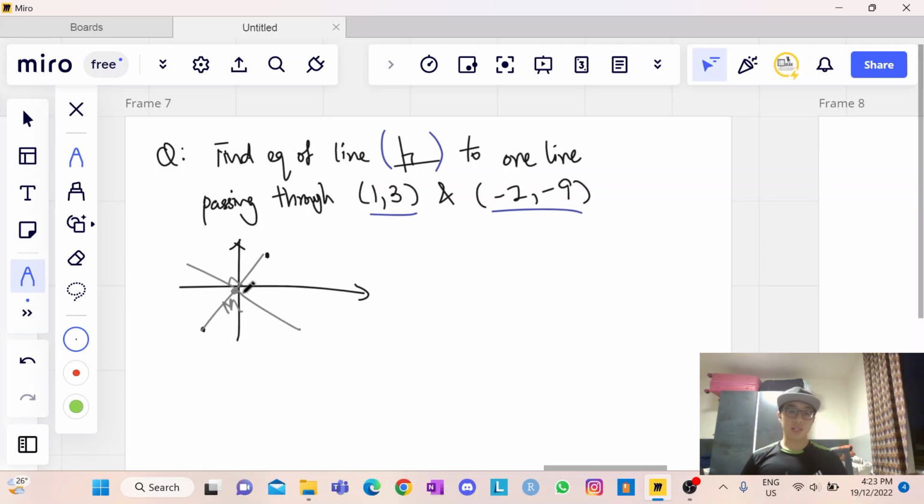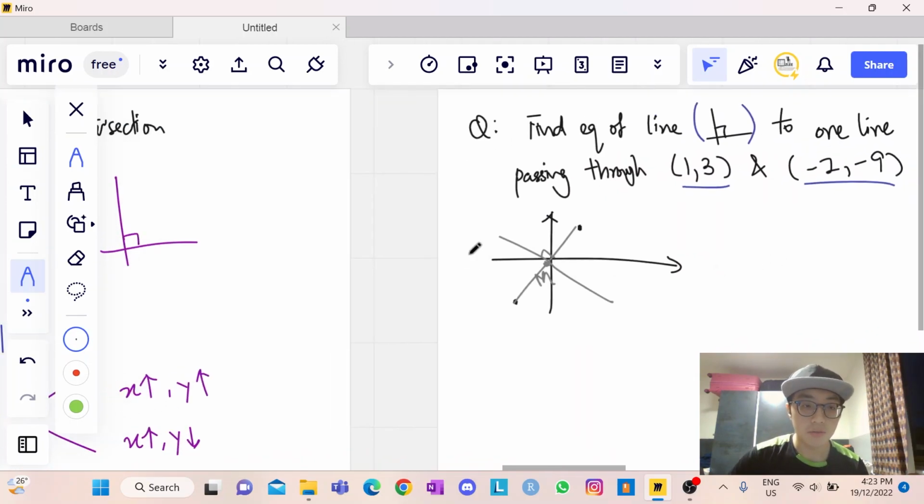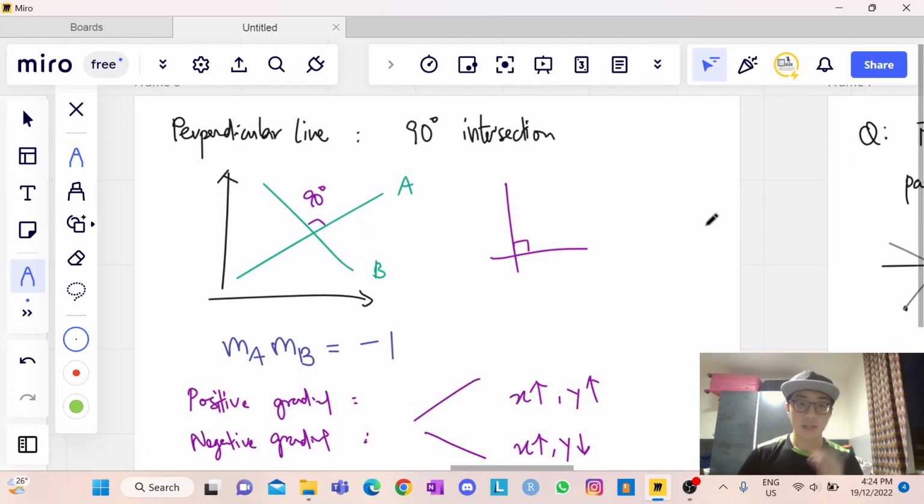This is one thing that I forgot to mention just now. I'm just going back for a while. Perpendicular line has a 90 degrees intersection point. Number 1, MA MB is equals to -1. And the second one, it cuts through the midpoint.